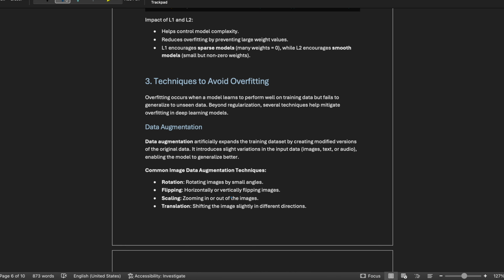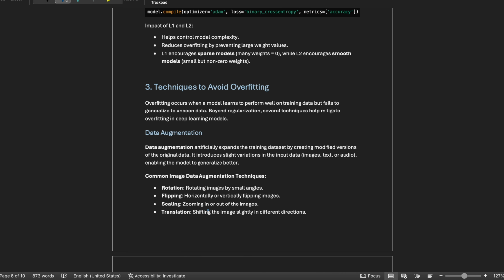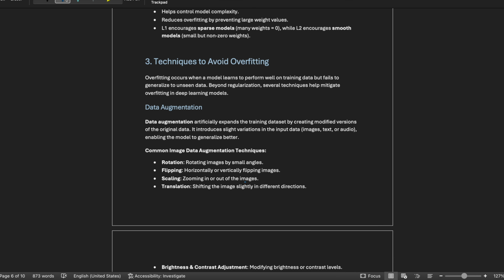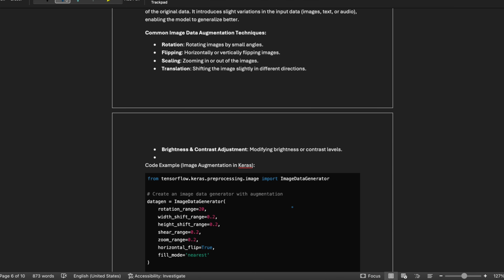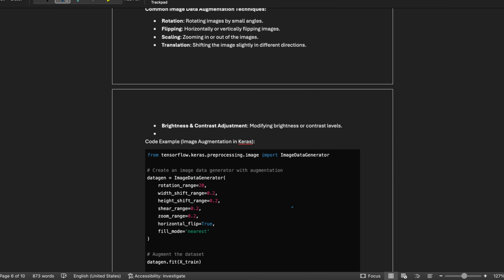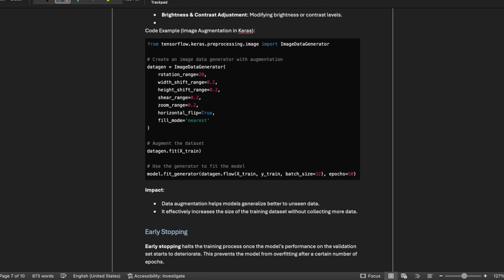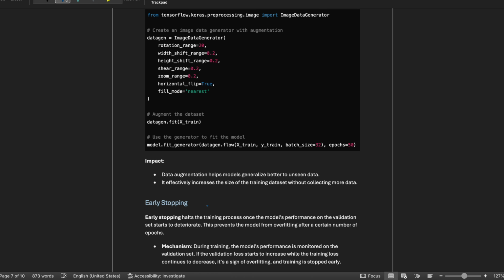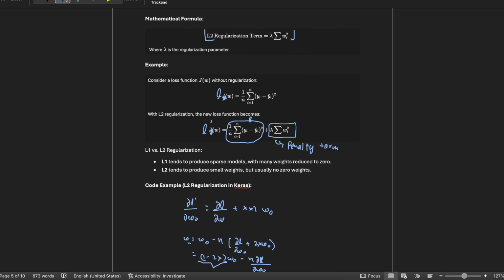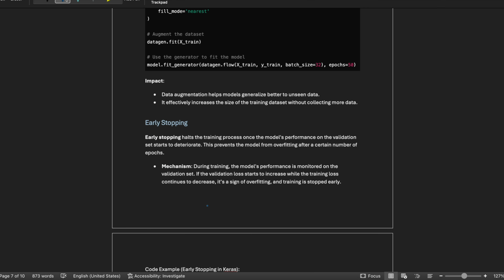points. Translation is also shifting the image slightly in different directions. So basically these are the things which we can do to increase the amount of data, which we call data augmentation. Data augmentation helps the model generalize better to unseen data. It effectively increases the size of the training data set without collecting more data. So this is basically the thing behind data augmentation. These things you have already covered if you have studied ML, so there's no need to spend time on it.